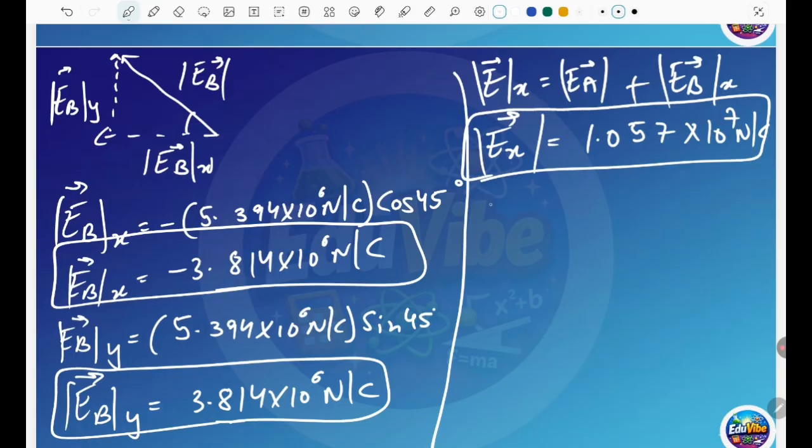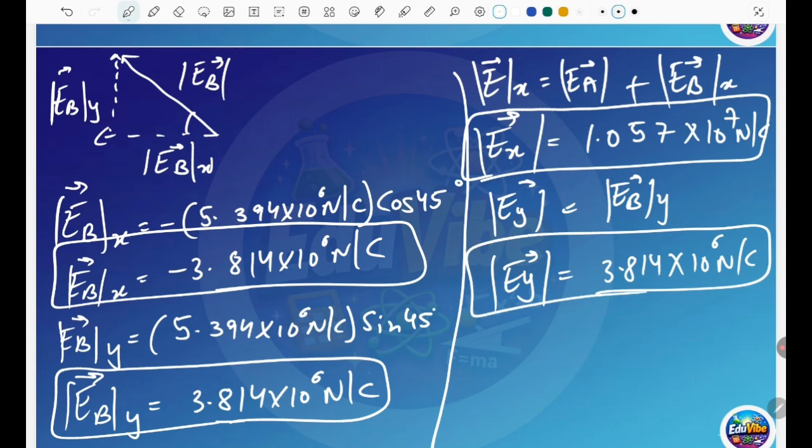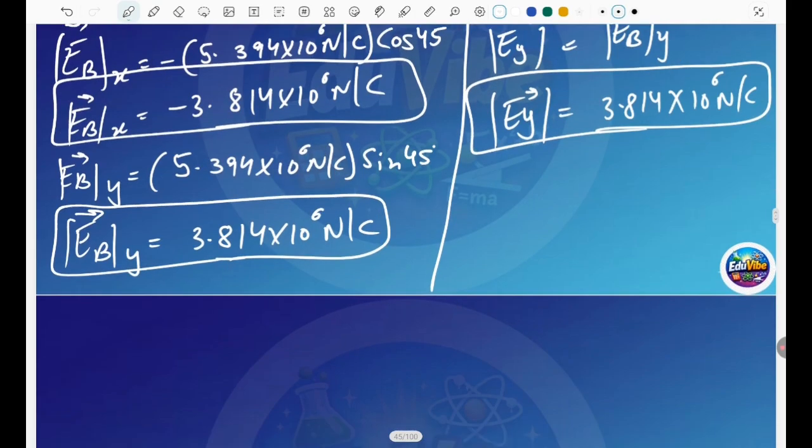So this is your EX. For EY, you get the same value as EBY because you don't have any value for EAY. So that EY is about 3.814 into 10 raised to power 6 Newton per coulomb. So that's your EX, that's your EY. Now you have to find the vector and then the magnitude and the value of theta.